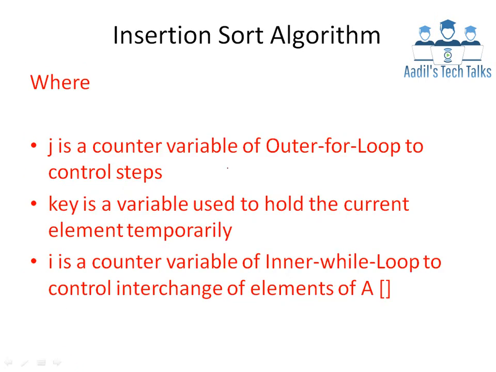Here j is a counter variable of the outer for loop to control steps. Key is a variable used to hold the current element temporarily, which means which element is to be sorted, which element is to be moved to its proper position. i is a counter variable of the inner while loop to control the interchange of elements of array A.